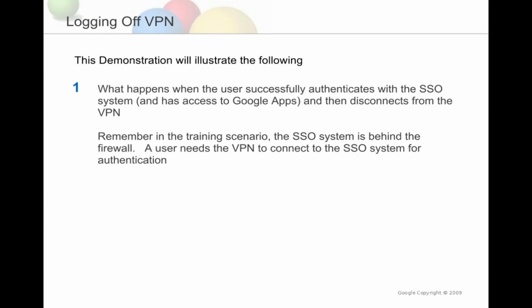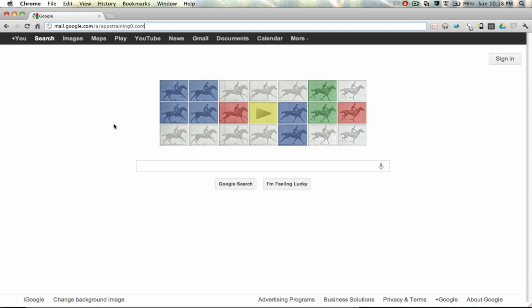In this next demonstration, we're going to take a look at the user who has successfully authenticated into Google Apps, which has meant that they have been connecting to the single sign-on system through their VPN tunnel. And then we're going to disconnect the VPN tunnel but not sign out of Google Apps. Now the correct behavior, they should still have access to Google Apps. Let's see that in action.